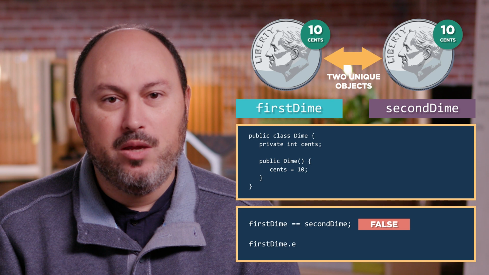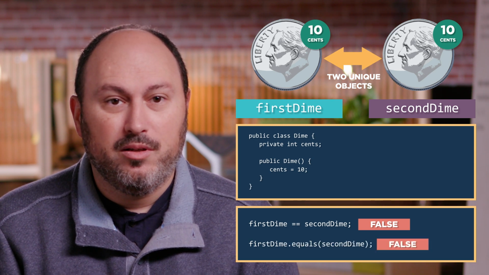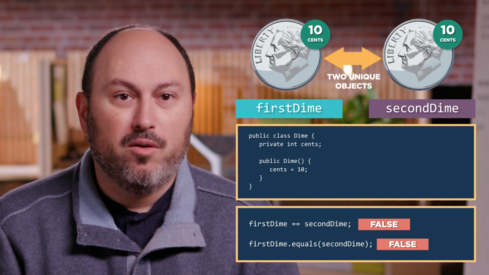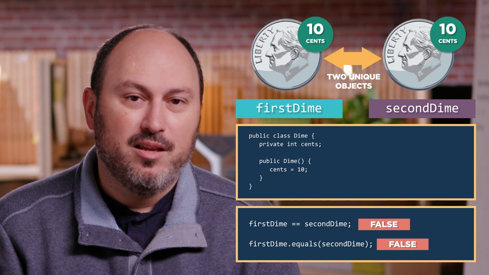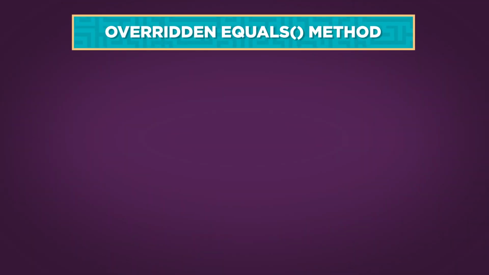And when we use the equals method to compare these two dimes, it also returns false. The equals method in the object class checks if both reference variables are aliases. We want two dimes to be considered equal if they are the same value, which is 10 cents. We can override the equals method to compare the values stored in the instance variables. Both the equals method and our overridden equals method must have the same method signature.